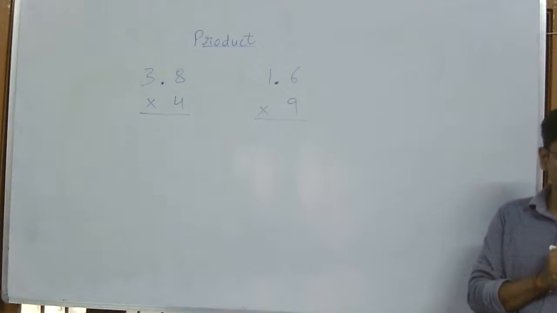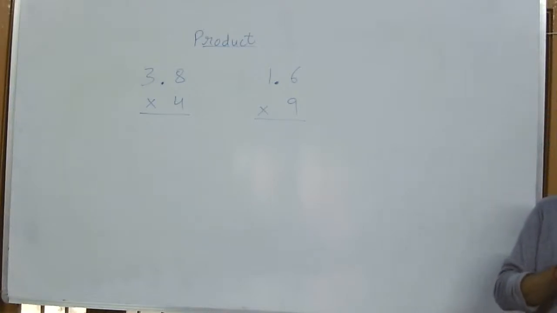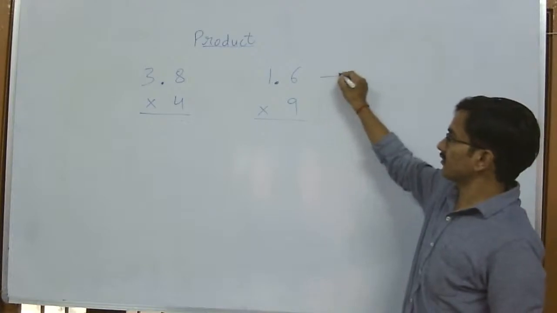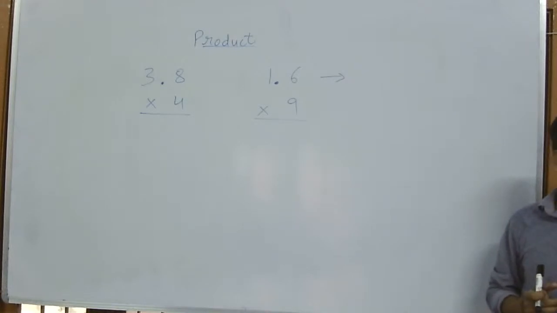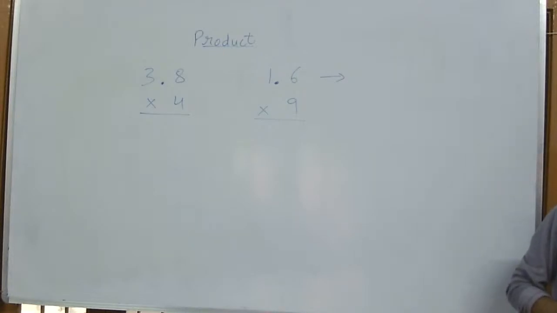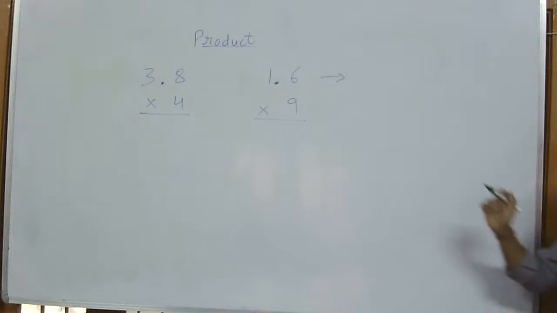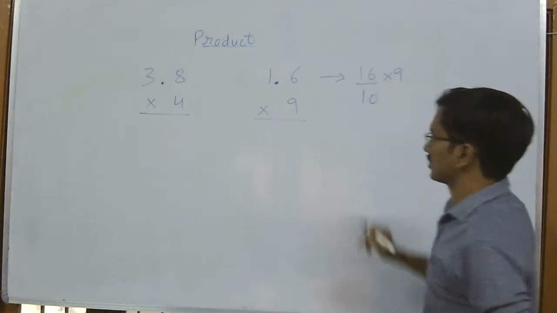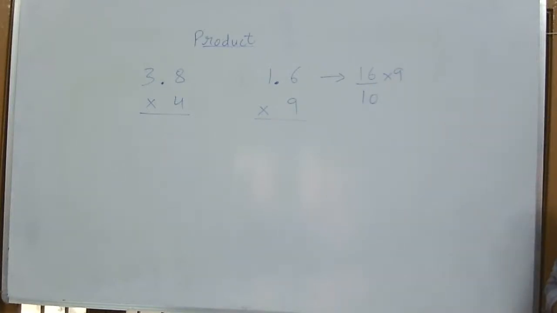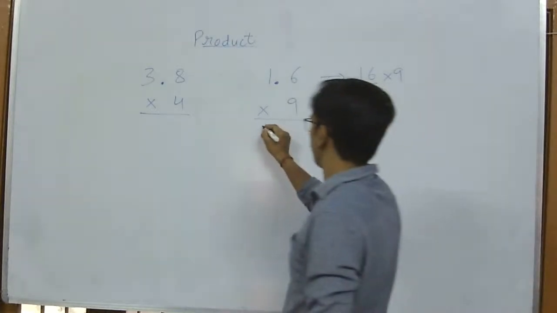So, what we have seen that day is if we talk about the fraction form, if I ask you what is the fraction form of 1.6, comment fast. It will be 16 by 10. Fine. So now if you multiply 16 and 9, what is the product of 16 and 9? 144.